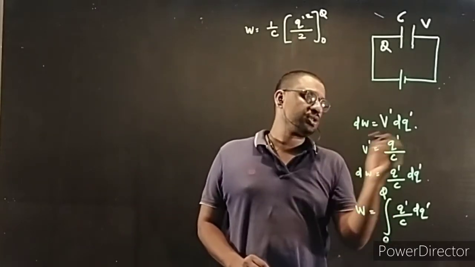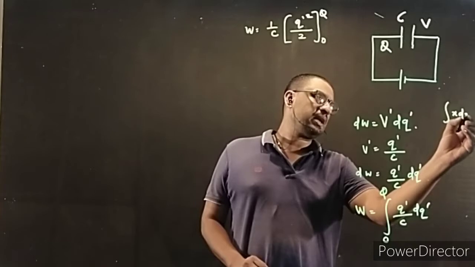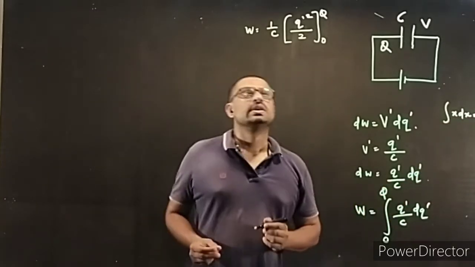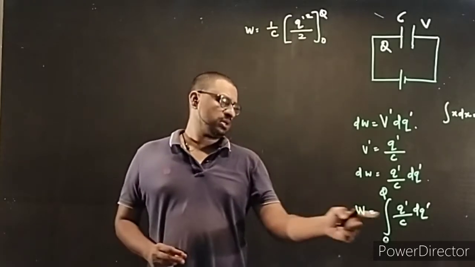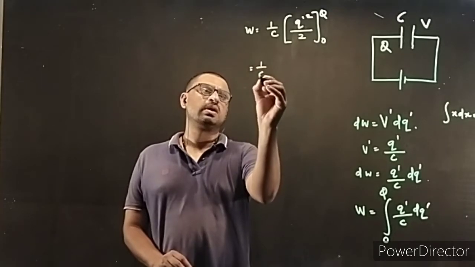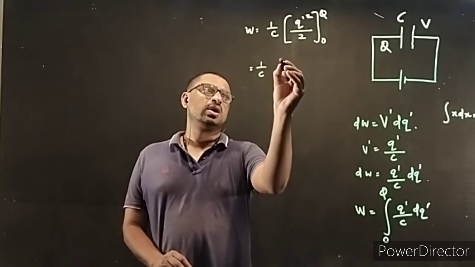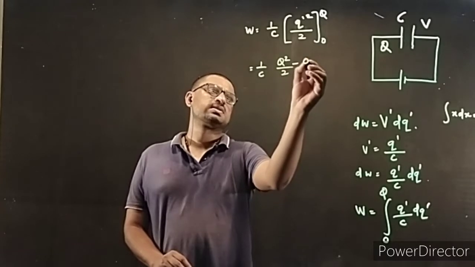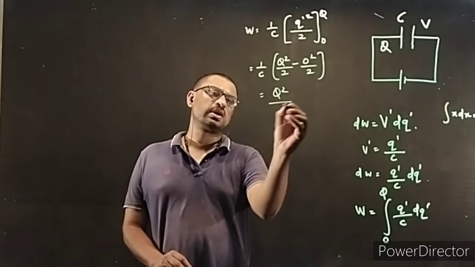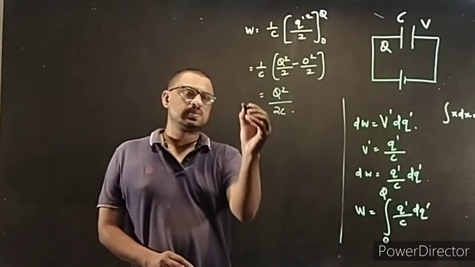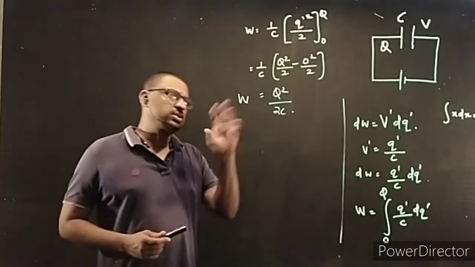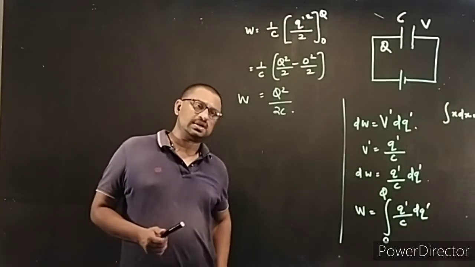How is that expression? Because the integral of x dx is equal to x square by 2. So it is 1 by C times Q square by 2 minus 0 square by 2, upper limit minus lower limit. So it is Q square by 2C. This much is the total work done in charging the capacitor.